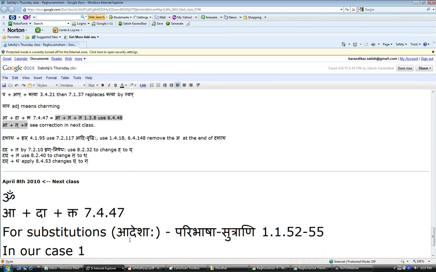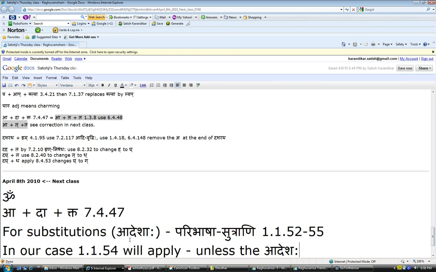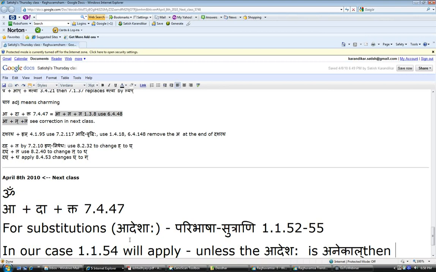In our case 1154 will apply, sorry, "adeḥ parasya", unless the adesha is anekal, in which case we can use 55. Anekal means more than one letter. Then 1155 will apply. So this will now dictate.